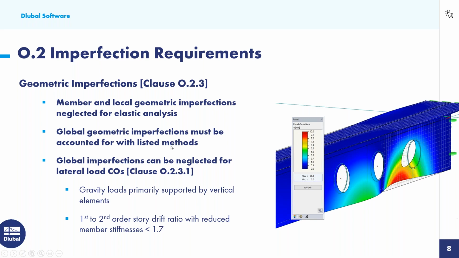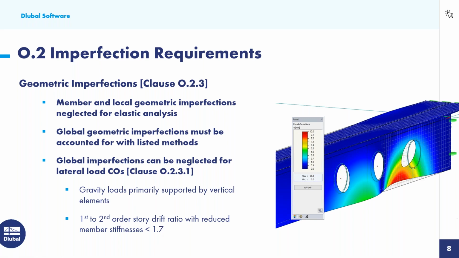And we have a couple of listed methods here that we can follow. Now, there are scenarios where we can ignore global imperfections, though. And this is for lateral load combinations, and if we meet the criteria listed here set forth by O.2.3.1. The first is that we have gravity loads primarily supported by vertical elements. And the second criteria is if the first to second order story drift ratio with reduced member stiffnesses, which we'll get into in just a minute, is less than 1.7. If we meet all of this criteria, then we can forget about global imperfections.